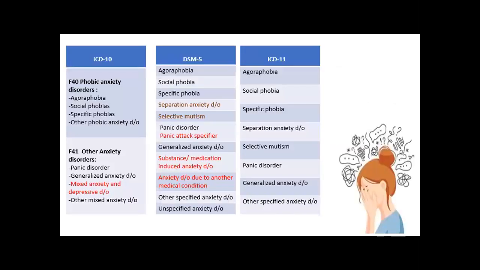Now we will go through the types of anxiety disorders according to ICD-10, DSM-5, and ICD-11. ICD-10 has classified anxiety disorder into two types, phobic anxiety disorder and other anxiety disorders. DSM-5 has classified them into agoraphobia, social phobia, specific phobia, separation anxiety disorder, selective mutism, panic disorder, generalized anxiety disorder, and many more. And ICD-11 has also classified into agoraphobia, social phobia, specific phobia, separation anxiety disorder, panic disorder, generalized anxiety disorder, and other specified anxiety disorders.